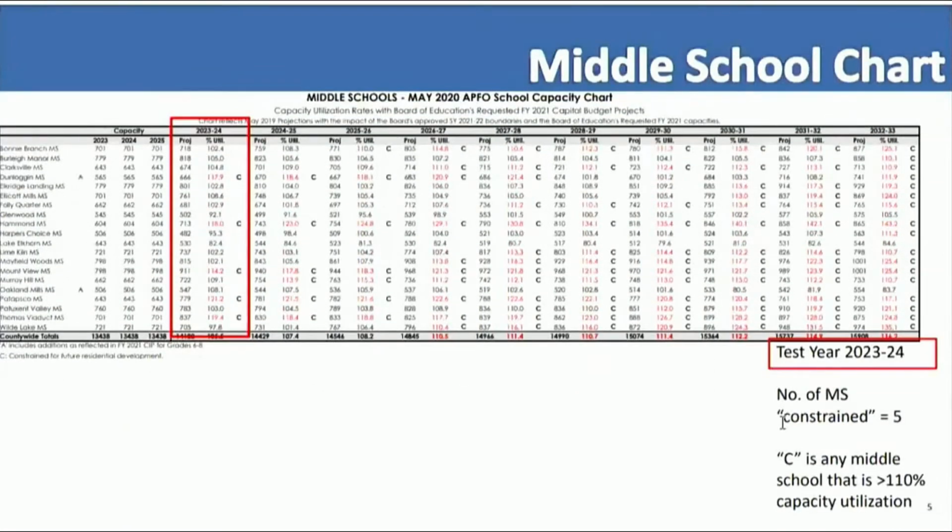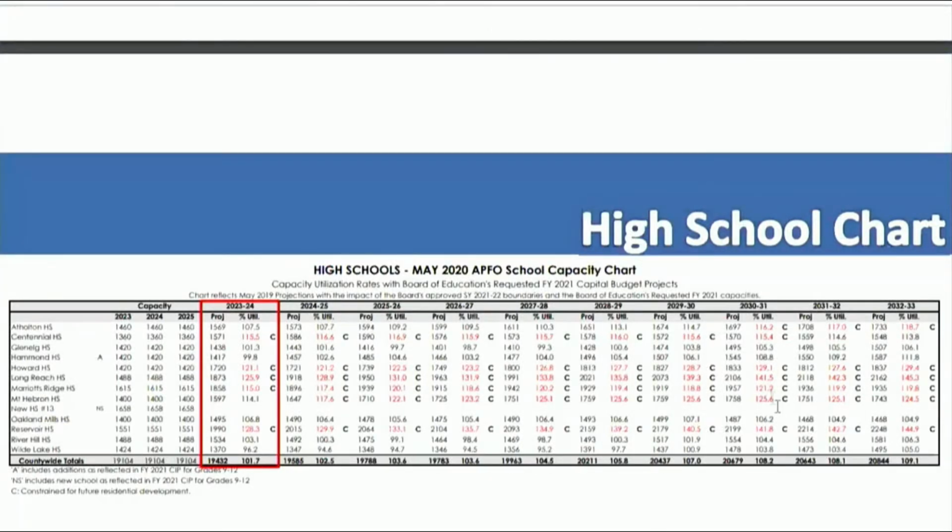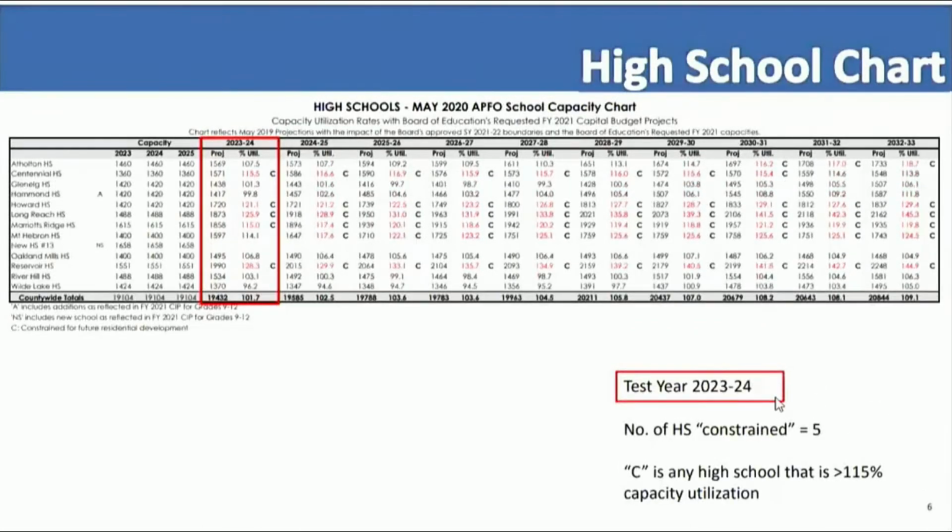Before you is the 2020 middle school chart, which shows that 6 middle schools will be constrained for the test year, and they are Dunloggin Middle School, Hammond Middle School, Mount View Middle School, Patapsco Middle School, and Thomas Viaduct Middle School. Can I have the next slide? Here's the 2020 high school capacity chart. This chart was newly required under 2018 amendments to the Adequate Public Facilities Ordinance. And for school year 2023, 5 high schools are constrained to new development. Those high schools include Centennial High School, Howard High School, Long Reach High School, Marriotts Ridge High School, and Reservoir High School. Next slide, please.